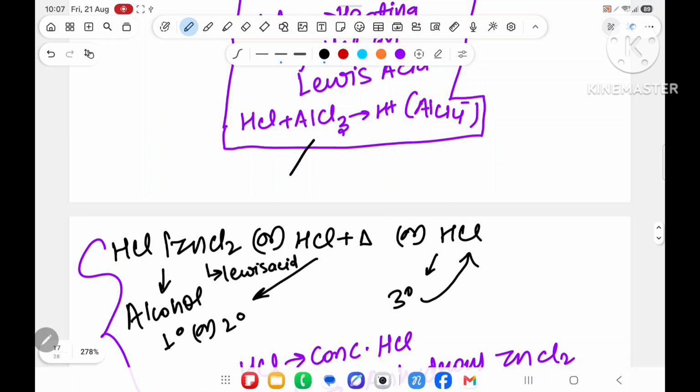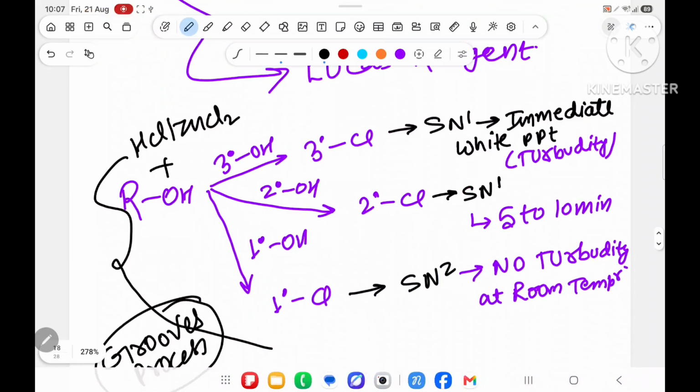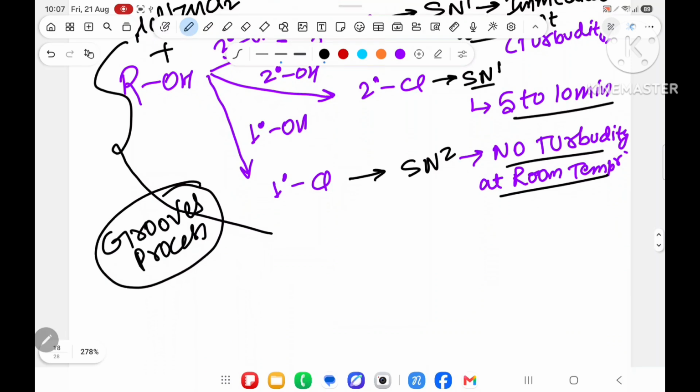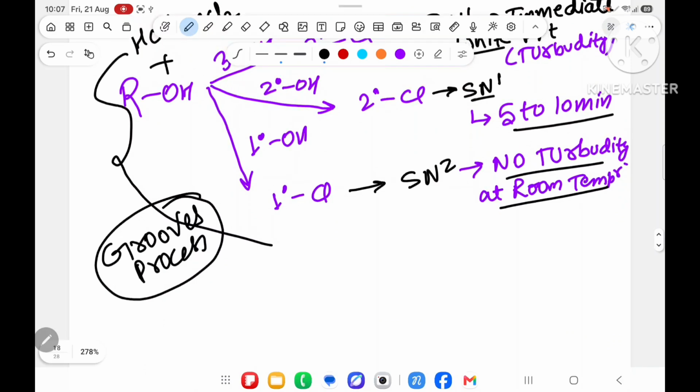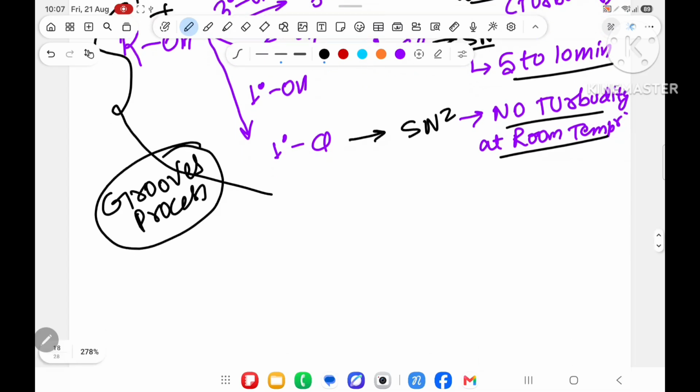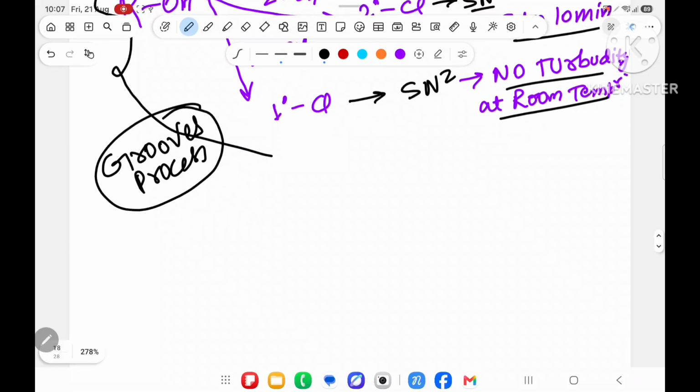Same part I am dictating of HCl: only in the case of HCl, 3 degree will give SN1 and white precipitate immediately. It will give in 5 to 10 minutes, no turbidity, and this whole process of Lucas reagent is known as Groove's process. Now there is a question: which of the following alcohols will react with Lucas reagent?